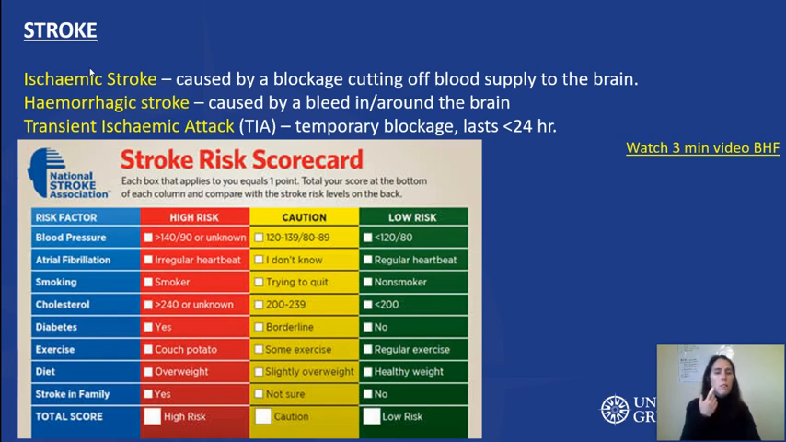Remember our carotid bruits? When we were listening in the cardiovascular system to the carotid artery for a bruit, that can be what causes a stroke. So looking out for that.